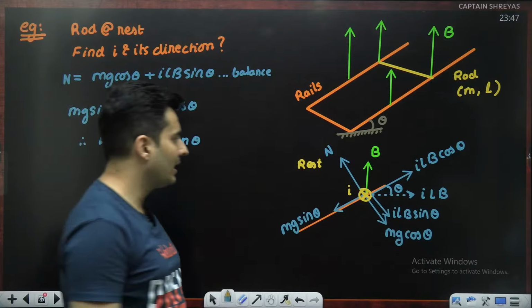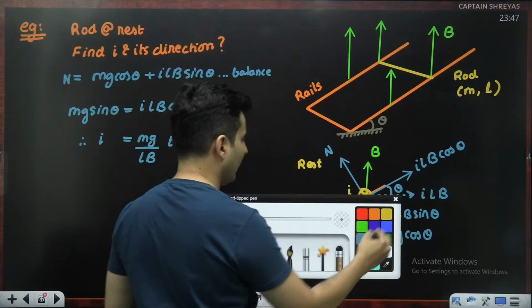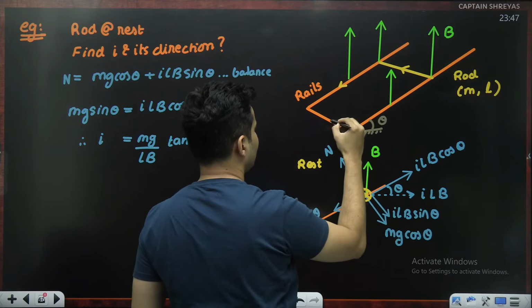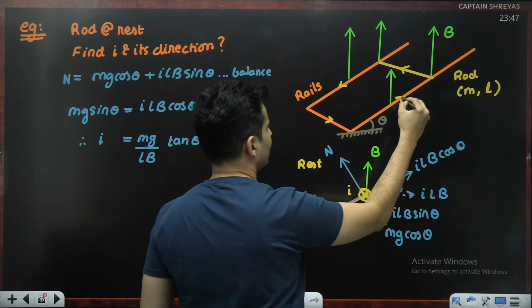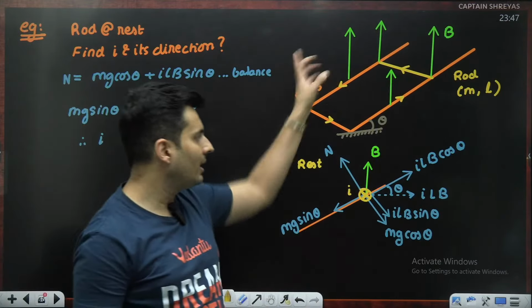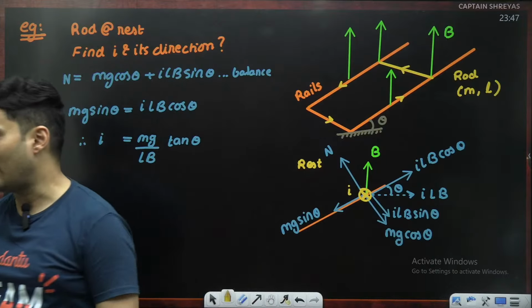And the direction of the current, it's inside the plane. That means if I look from here, so the current goes like this, like this, like this, and like this. This is how the current should go so that it stays there. If it goes the other way, then it will not slide. In fact, it will end up accelerating.